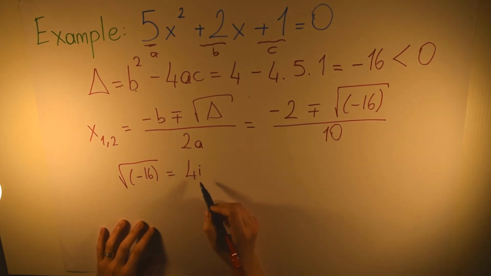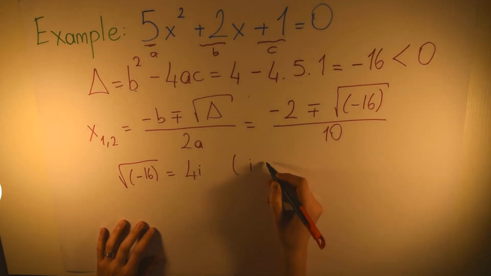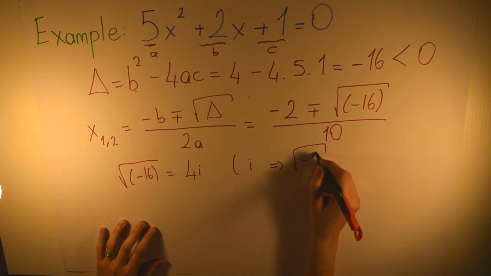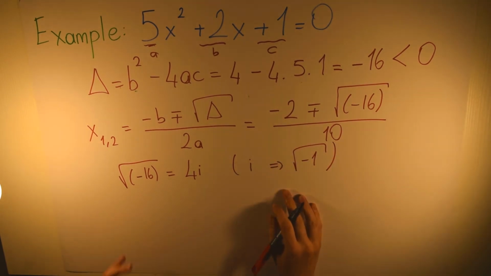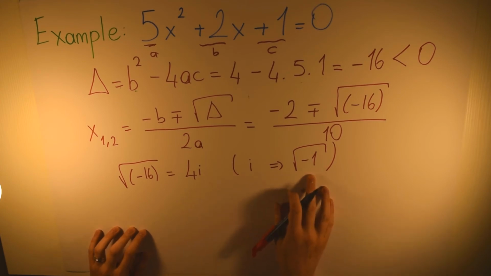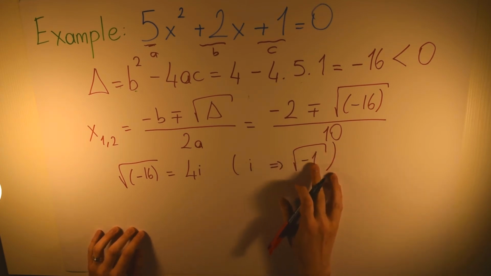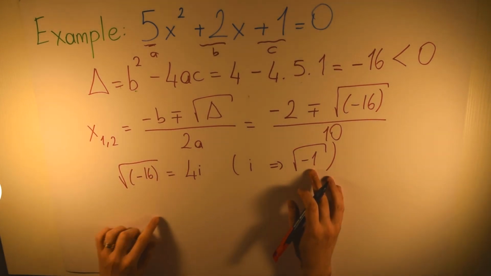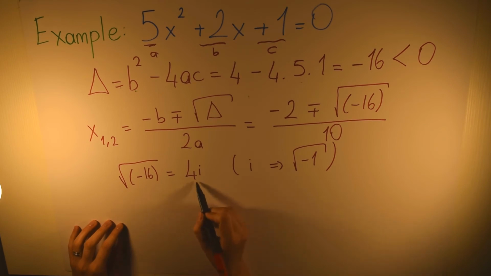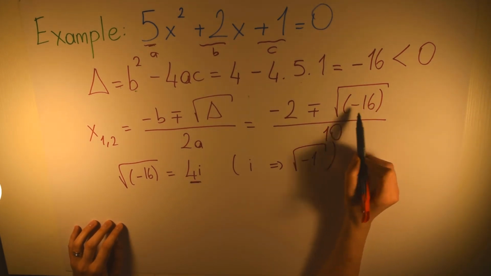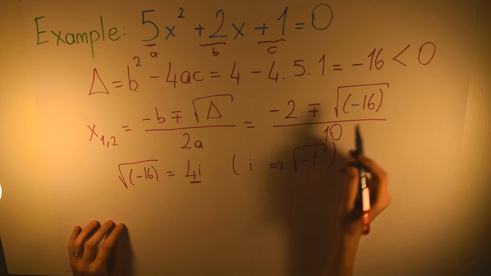As you remember, this is the imaginary number, i, the square root of minus 1, right? From the imaginary numbers subject, as you remember, this is equal to square root of minus 1. So I can write this value as this. After that, I just put this value instead of square root of minus 16.